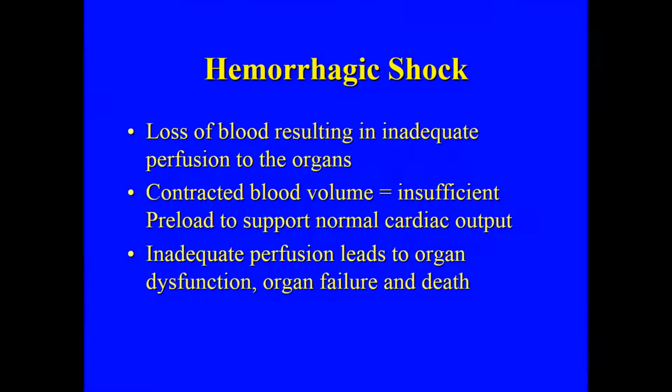Hemorrhagic shock results from the loss of blood leading to inadequate perfusion of the organs. This contracted blood volume makes inefficient preload and is unable to support normal cardiac output. Therefore, this shock state is characterized by inadequate perfusion and inadequate cardiac output, resulting in organ dysfunction and then ultimately organ failure and potentially death of tissues and organs and the entire organism if sustained.